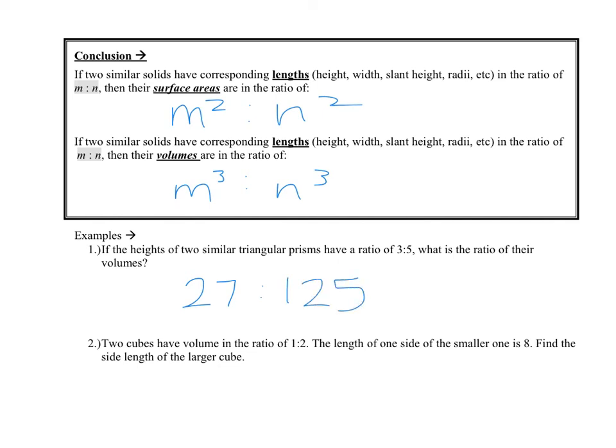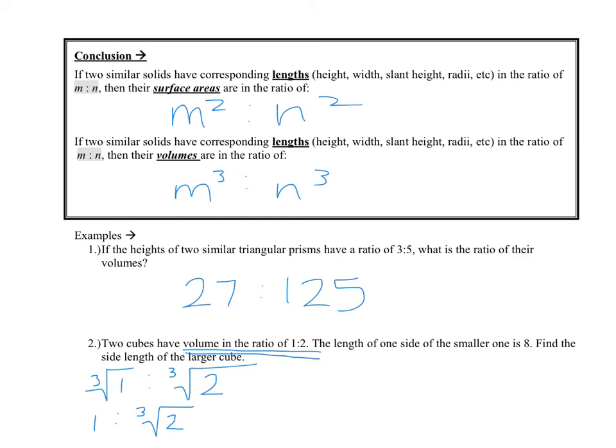Number 2, two cubes have volume in the ratio of 1 to 2. The length of one side of the smaller one is 8. Find the side length of the larger cube. So we know that their volumes are in the ratio of 1 to 2. We are going to work backwards and find the ratio of the sides. So we're going to take the cube root of these numbers. We're going to take the cube root of 1, and that will be in the ratio with the cube root of 2. Well, I can take the cube root of 1. That's an easy one to figure out. That's just going to be 1. So I can reduce this to 1 to the cube root of 2. I can't simplify that one anymore.